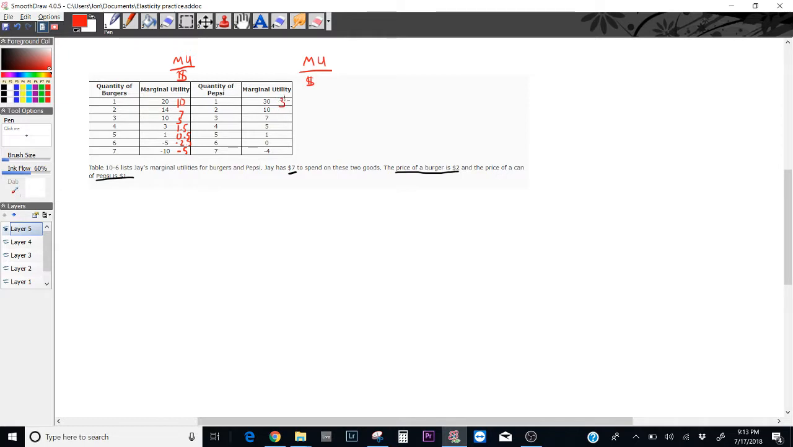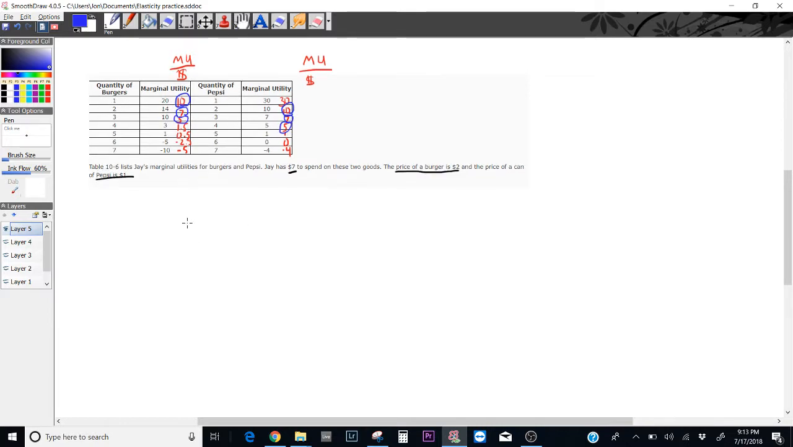So 30 over 1 would give us 30, 10, 7, 5, 1, 0, and then negative 4. So let's find where our marginal utilities per dollar are equal. So I have this 10 right here and a 10 right here. I also have a 7 and a 7. I guess I should have done that in a different color. And then I have this 5 and this other 5.